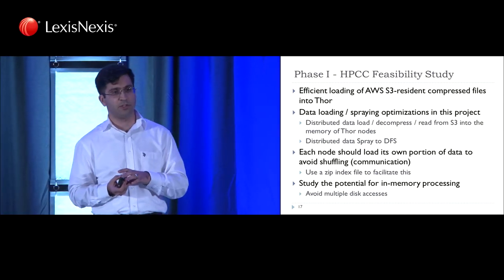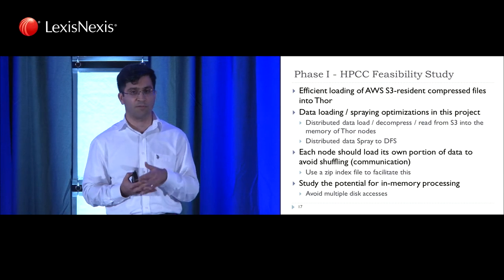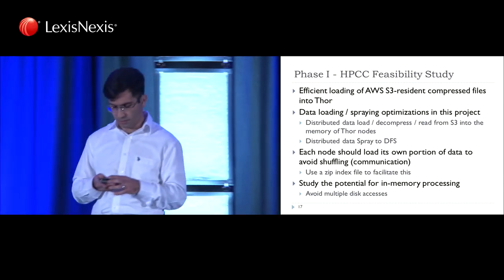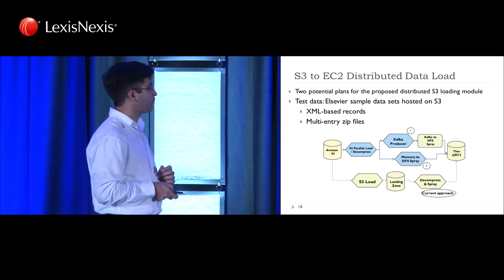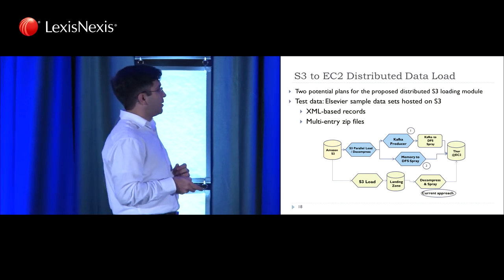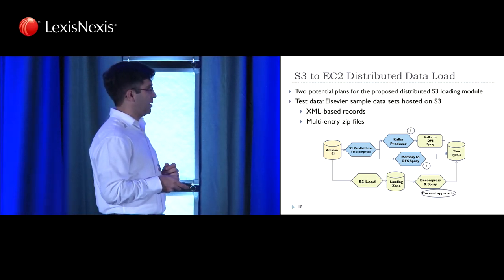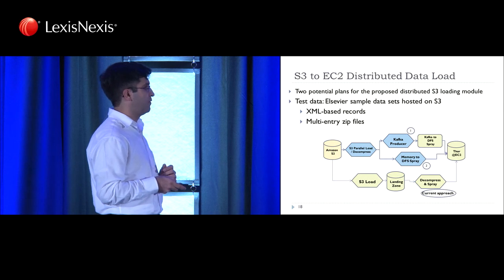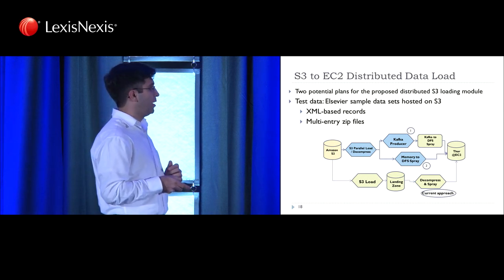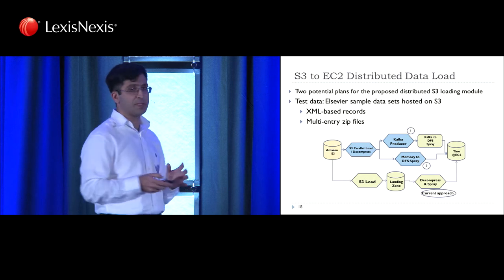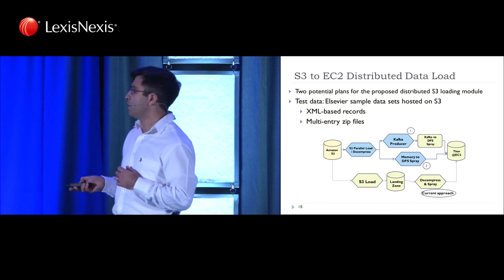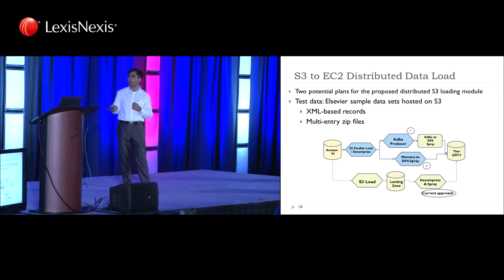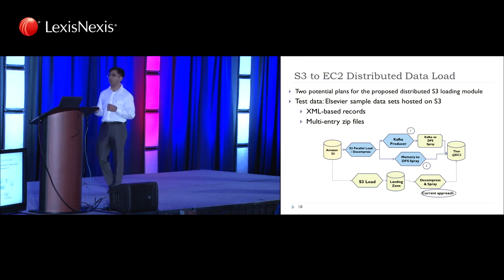The first step still includes some shuffling of the data, but eventually we're going to get rid of that as well. So this is the process that is currently being done. The file is loaded from S3 on the landing zone and decompressed. So basically, you have an archive with multiple XML files inside it, and then it is put on the Thor cluster.